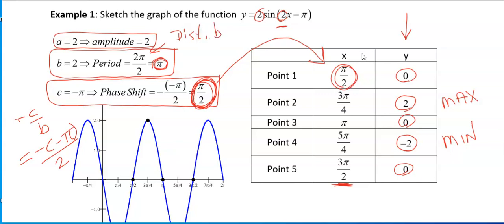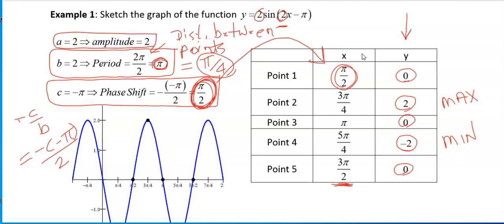And the distance between each point, I like to show this as a calculation. Distance between points, or between x values, if you want to think of it that way, is equal to whatever the period is divided by 4. So in this case, there's your period divided by 4. See that? That is what you have to add on to the original x value 4 times.